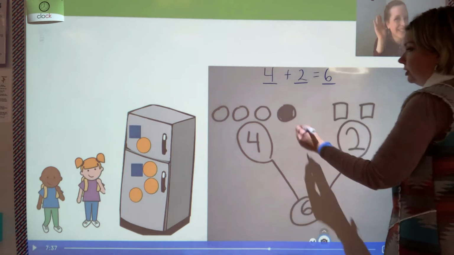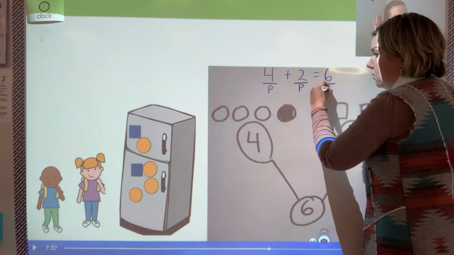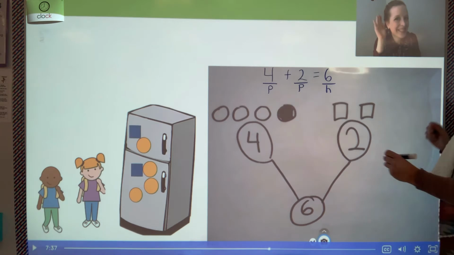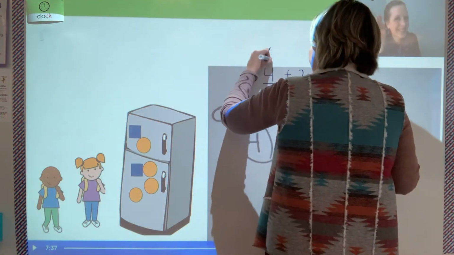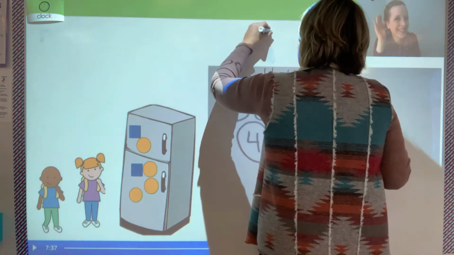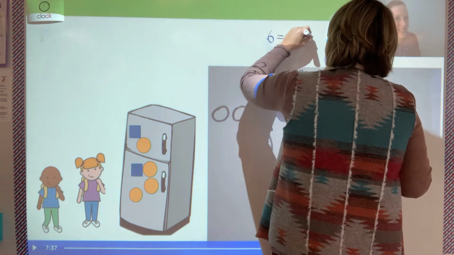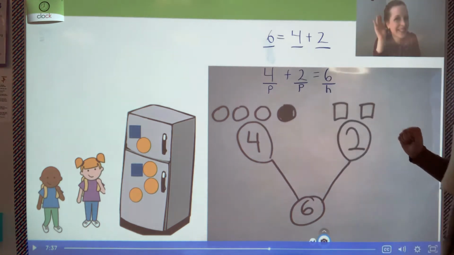That would mean she took the 2 parts and the whole. Is the whole by the equal sign? Yeah. Are the 2 parts by the plus sign? Yes. What if I wrote it this way? 6 equals 4 plus 2. Is that still correct?